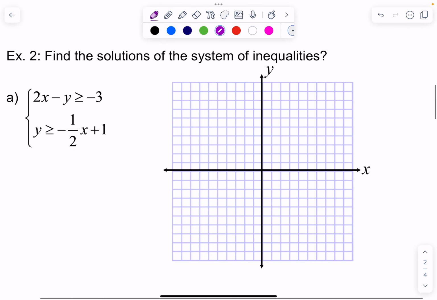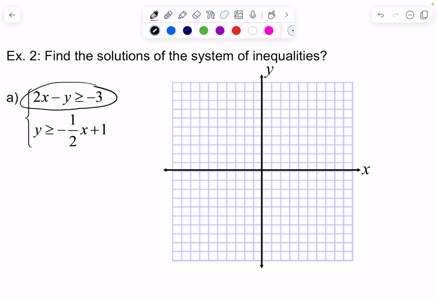Let's continue here. In order to solve any system of inequalities, you're going to have to, first of all, solve for y, put it into slope-intercept form. So let's go ahead and subtract 2x from both sides and then divide by -1. And that is going to give me y is now less than or equal to 2x plus 3. Please note that since I had to divide by a negative, I flipped the inequality.